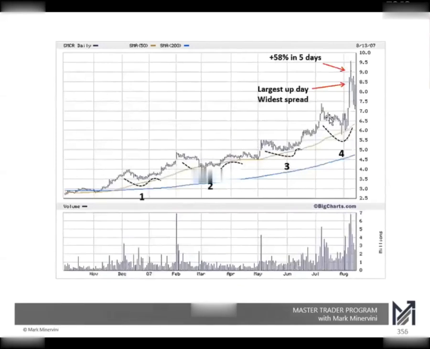Again, here you go. 1, 2, 3, little base right here, ripping out. Look at the acceleration. See, you're in this angle, and then all of a sudden you're at this angle. It's going parabolic. In just 5 days, it's up almost 60%, right? Largest up day, widest spread. Great time to sell right into that, take some money off the table.